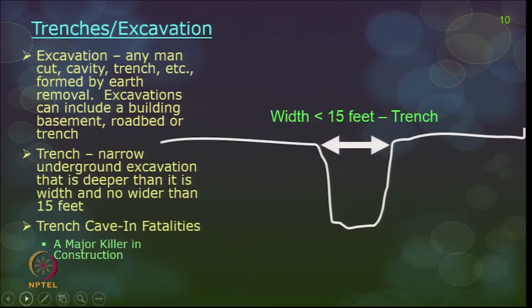Cave-ins generally happen in trenches and excavations, but generally trenches. Excavation trenches are considered to be the number 1 killer in cave-ins. Let us now discuss what is a trench and what is an excavation. When the width of your cut earth is less than 15 feet, it is primarily called a trench. If it is more than 15 feet, it is generally called an excavation.